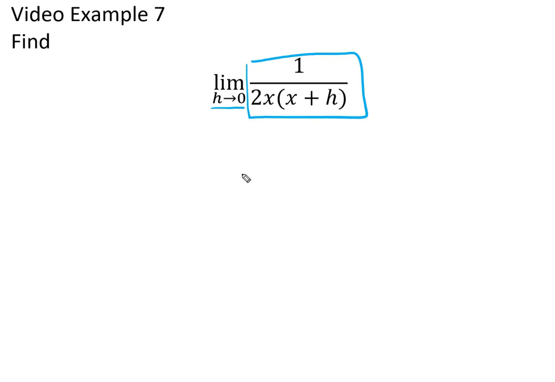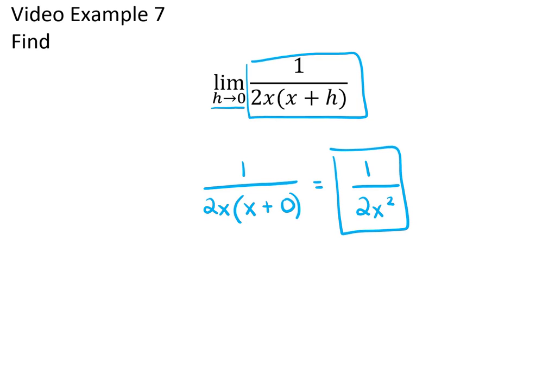And so for here, we're going to take that limit. The 2x is considered a constant. You have a constant x plus that h is going to approach 0. And so you end up with 1 over 2x squared. And so this would be the limit. Pay close attention to your variables.